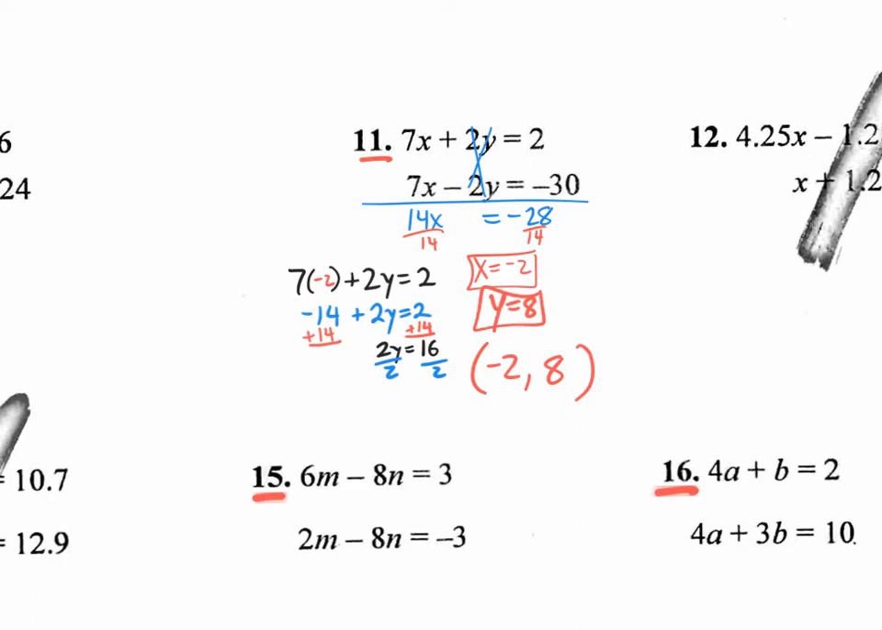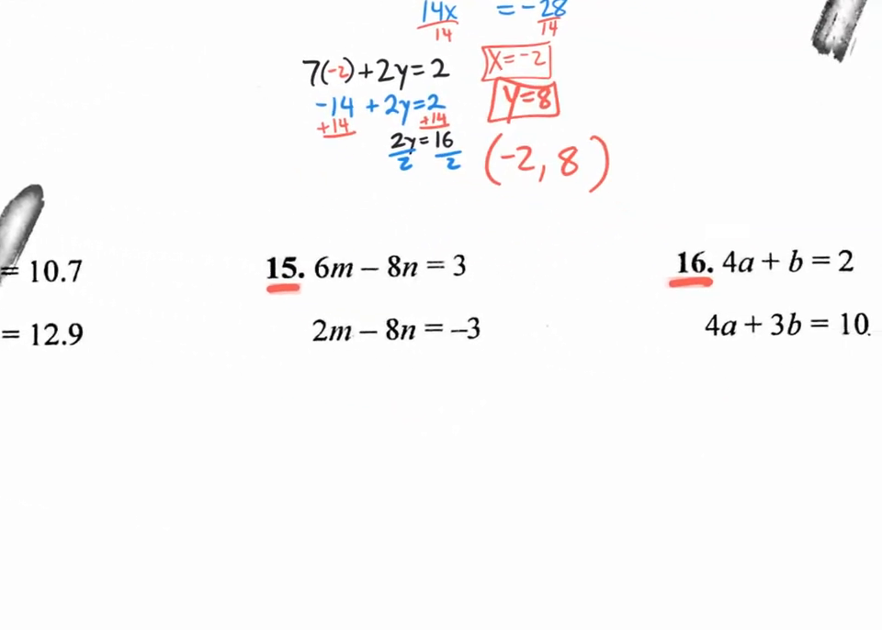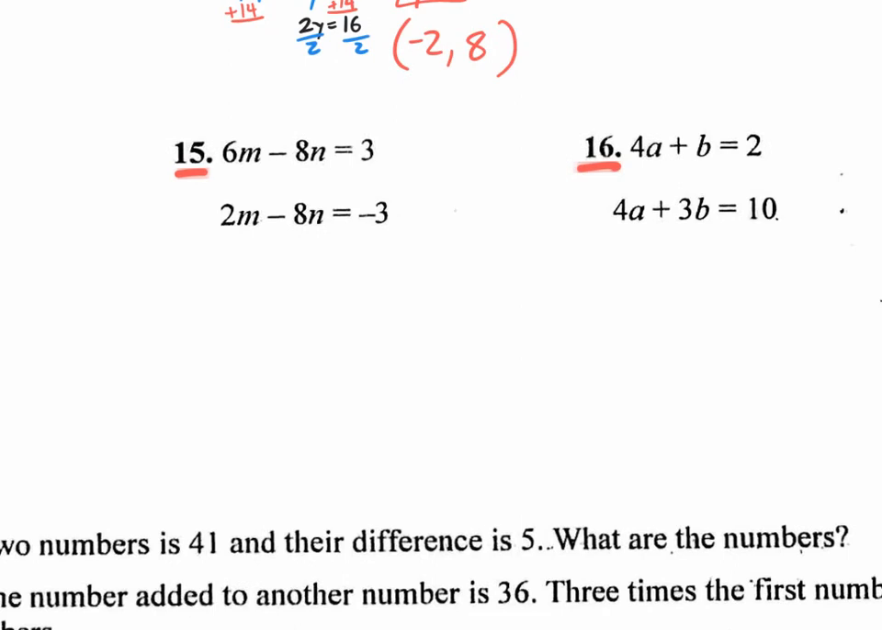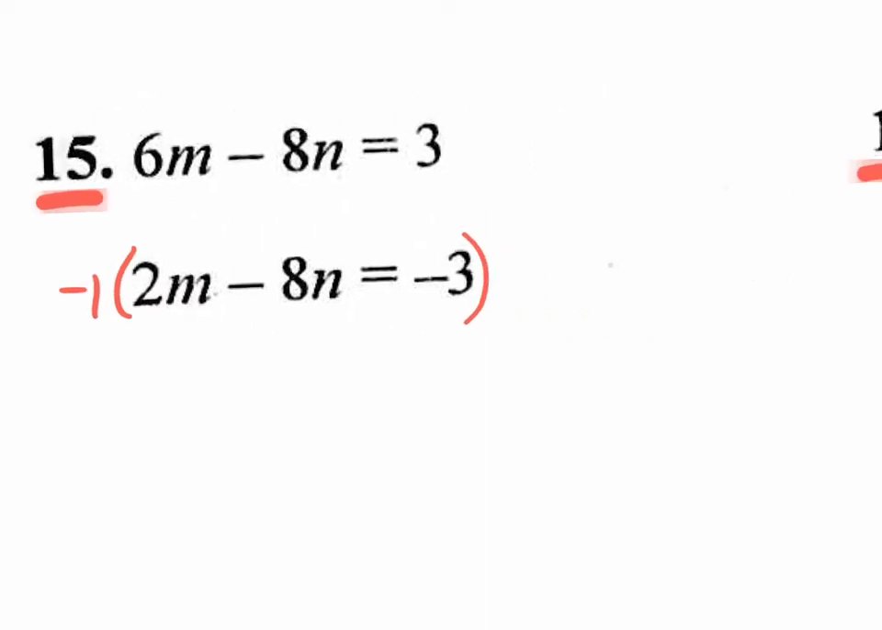So we did 1 through 11 odd. We also threw in number 4. And we also need to do 15 and 16. So on 15, we need to multiply one equation by negative 1, and the other one, leave it the way it is. That way the n's will cancel out.